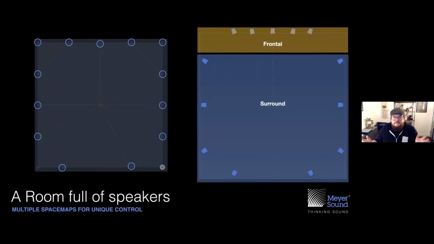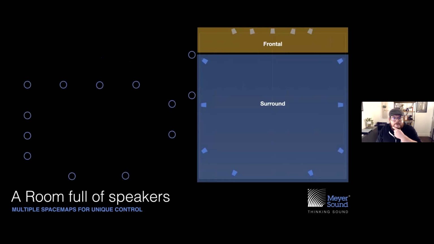Okay, so we showed a frontal system, we showed a surround system. That's cool, but what if I want the best of both worlds? What if I want a panner that allows me to do the cool frontal mixing that's hot right now and still control some of the surrounds? Well, this panner would not cut it. This space map wouldn't cut it.